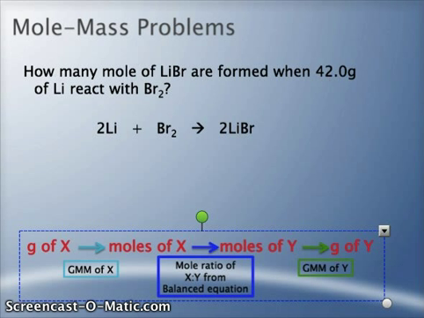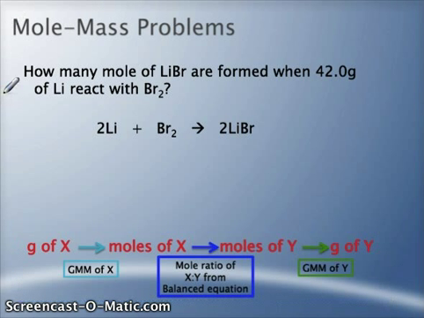In this case, you don't have to go the whole way because you're asked for how many moles of LiBr. So that's your moles, and this is 42.0 grams of lithium. So you have to go from grams to moles of lithium and then a mole to mole ratio. You don't have to go to grams of LiBr because that's not what's asked. So your assignment today is to figure out this problem, and I'll give you the answer in class tomorrow.